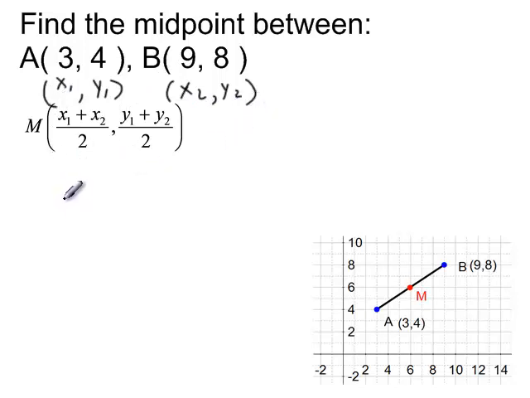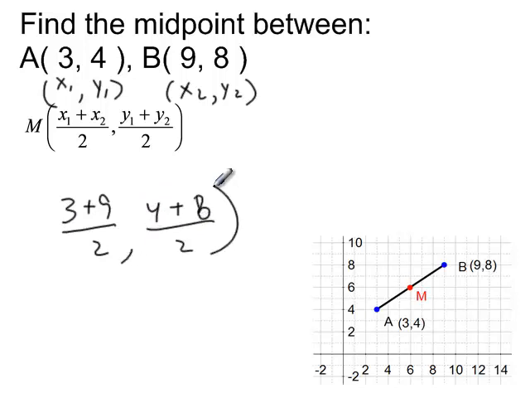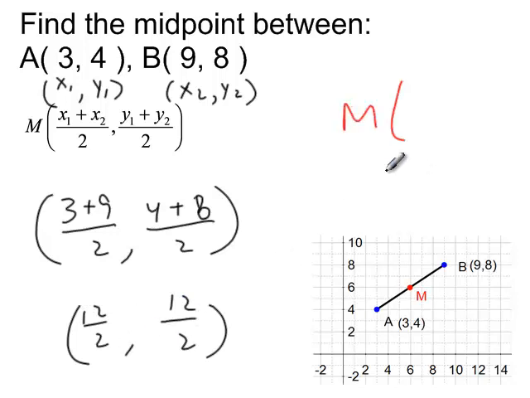And really what you're doing is just taking the average of the x and y coordinates. So there's 3 plus 9 over 2, and 4 plus 8 over 2. Well, that's 12 over 2 and 12 over 2. So the midpoint, which I labeled as M, is 6 comma 6. Now, does that make sense? Over 6, yep. Up 6, yep, it matches.